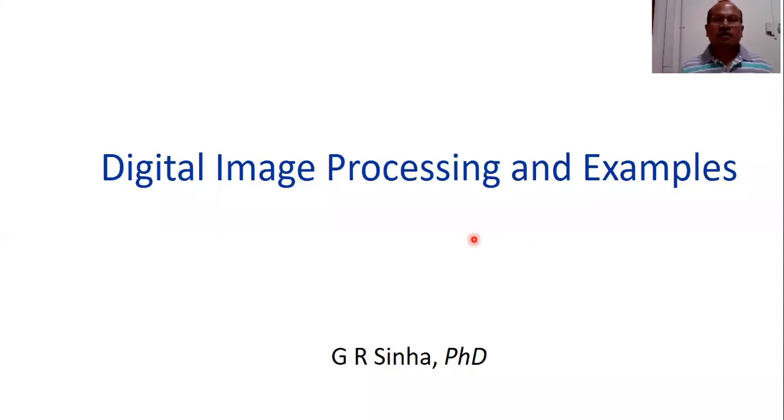All right. Hi, everybody. This lecture is all about digital image processing and examples. In the previous lecture, we have already discussed digital image processing. What do we mean by digital image processing? The digital image is subjected to a system where some operation is performed and you get different types of output. That is called digital image processing.